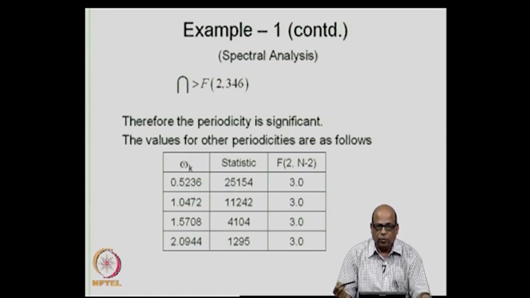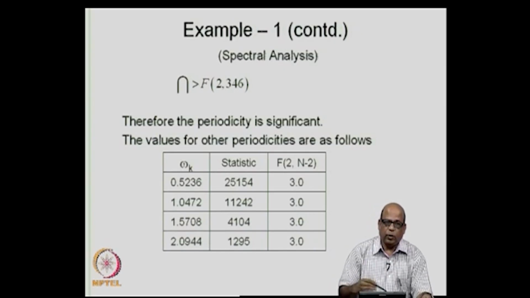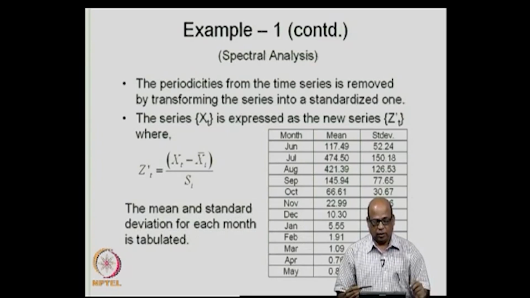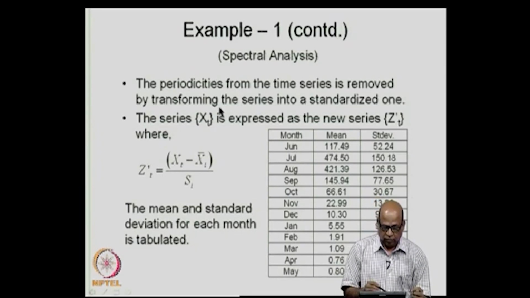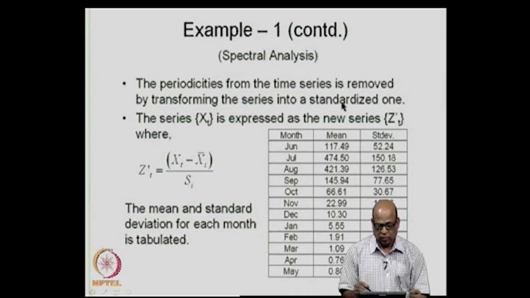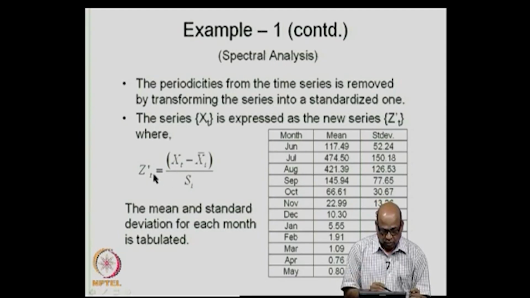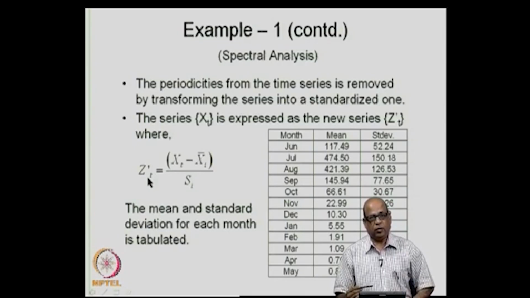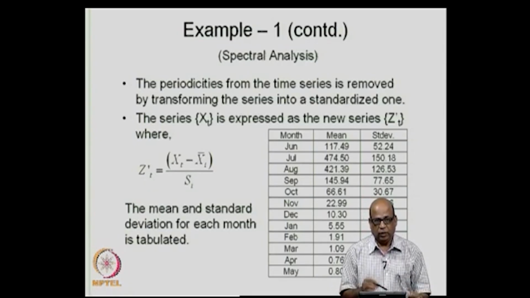Let us see what happens to the original time series, the time series plot, correlogram and the spectral density when we remove the periodicity by standardizing. So, let us look at the standardized time series. What we are now doing is transforming the original series into a standardized one. We write z dash t, because we have used the notation z t earlier in the same problem, which is the standardized time series, x t minus x I bar over S I.